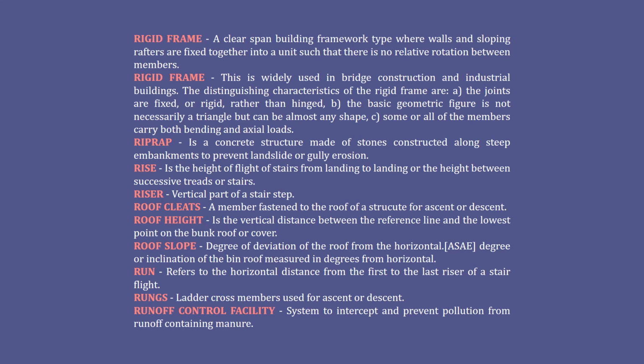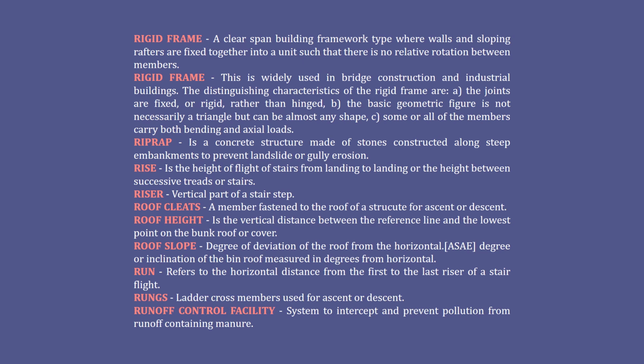The distinguishing characteristics of the rigid frame are: A, the joints are fixed, or rigid, rather than hinged. B, the basic geometric figure is not necessarily a triangle but can be almost any shape. C, some or all of the members carry both bending and axial loads. Riprap is a structure made of stones constructed along steep embankments to prevent landslide or gully erosion. Rise is the height of a flight of stairs from landing to landing or the height between successive treads. Riser: vertical part of a stair step.